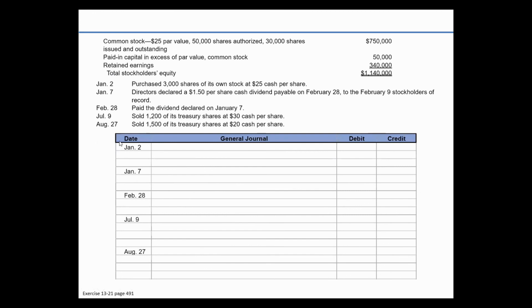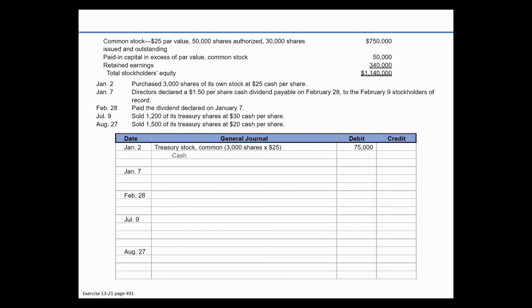The first transaction on January the 2nd is purchasing 3,000 shares of its own stock, so purchasing treasury stock at $25 cash per share. So you have treasury stock common, 3,000 multiplied by 25. We have a debit of 75,000.